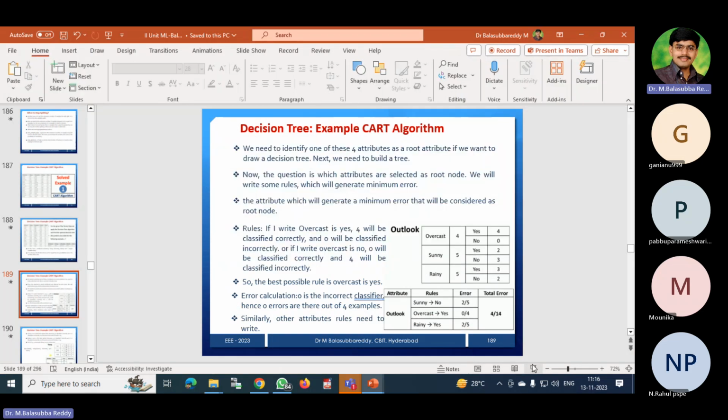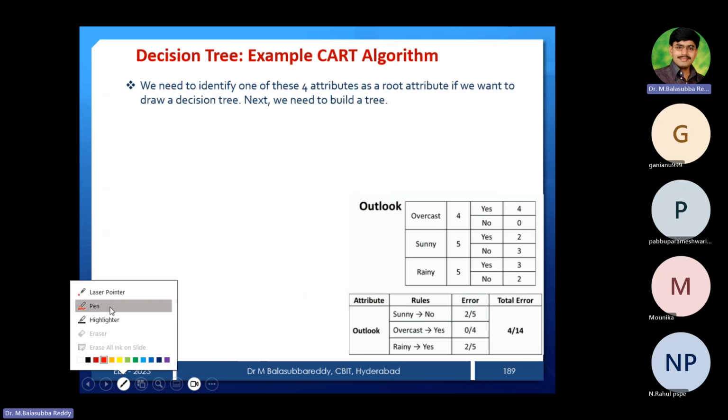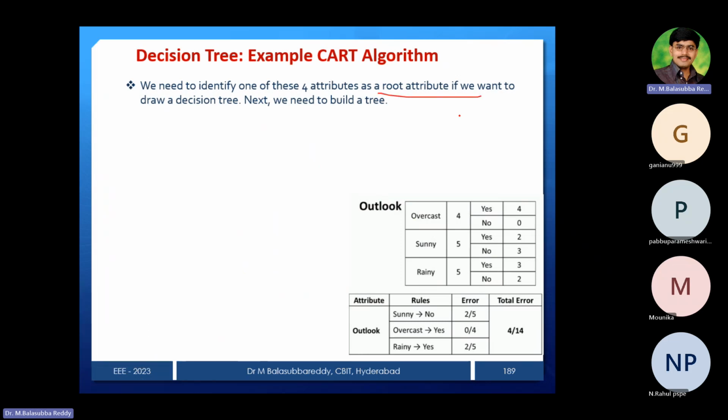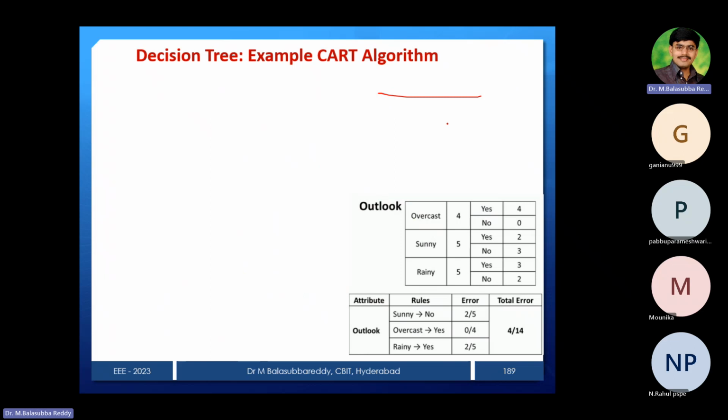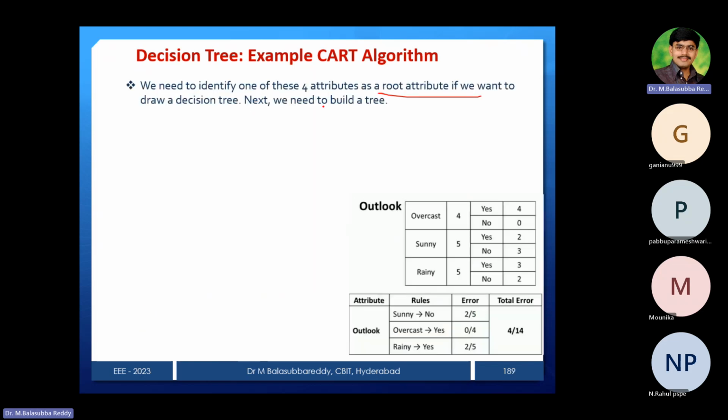Now you can see, we need to identify one of these 4 attributes as a root node. So we have to find which one of the 4 attributes is the root node. What are the 4 attributes? Either I have to take outlook as a root node, or temperature as a root node, or humidity as a root node. Like that, one of them we want to draw as a root node.